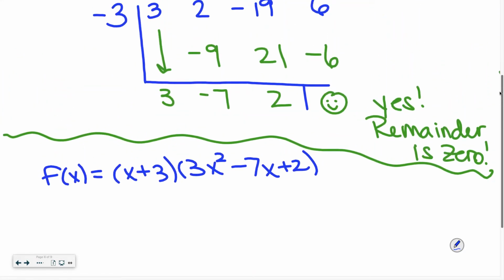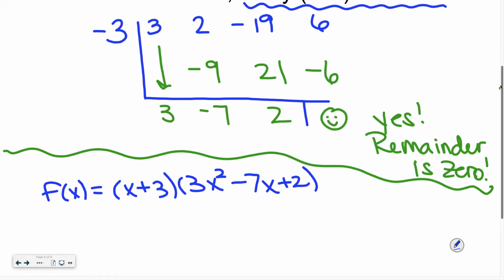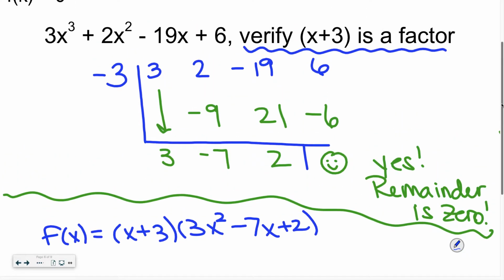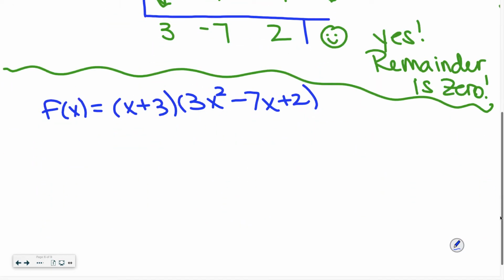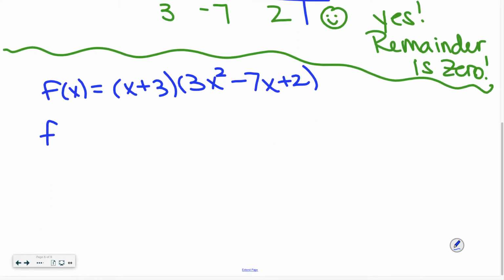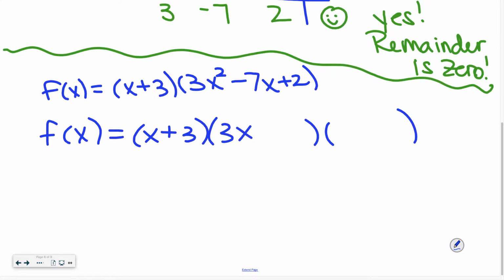Now let's talk really quick. How did I know that that was 3x squared? We started with a third degree function. We divided it by a first degree function. So when we take a third degree divided by a first degree, we're left with a second degree. Now, if I needed to find all of the factors, I could take 3x squared minus 7x plus 2, and I could factor it to 3x minus 1 and x minus 2.